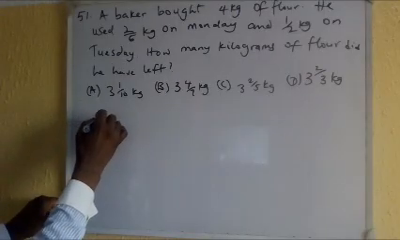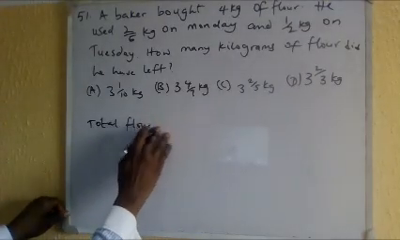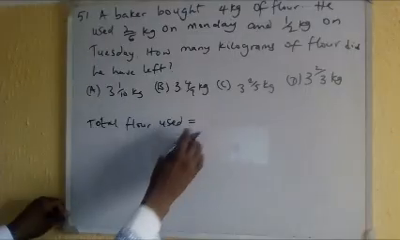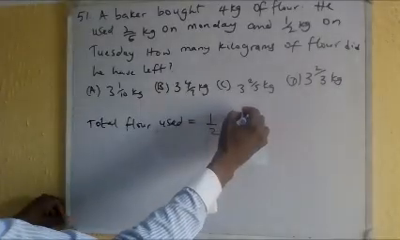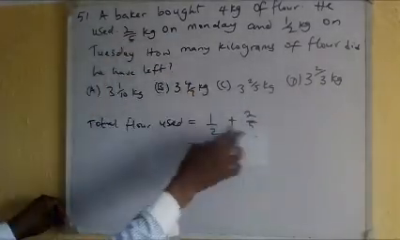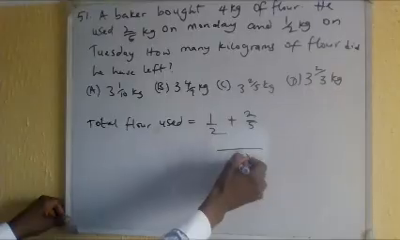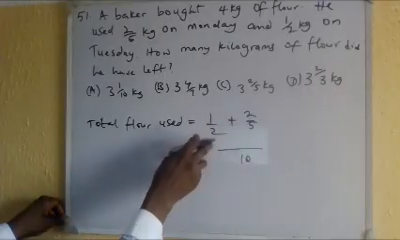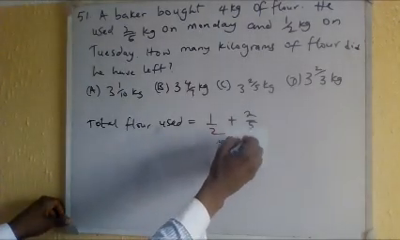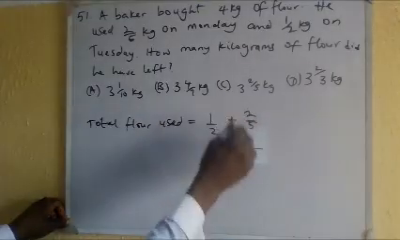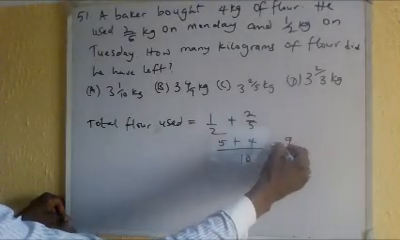So total flour used is equals to 1/2 plus 2/5. That's this 2/5 and 1/2. So you just find the LCM. The LCM is 10. 2 and 5 is 10, right? 2 into 10 is 5 times. 5 times 1 is 5. Plus 5 into 10 is 2 times. 2 times 2 is 4. So what he used is 9/10 kg.